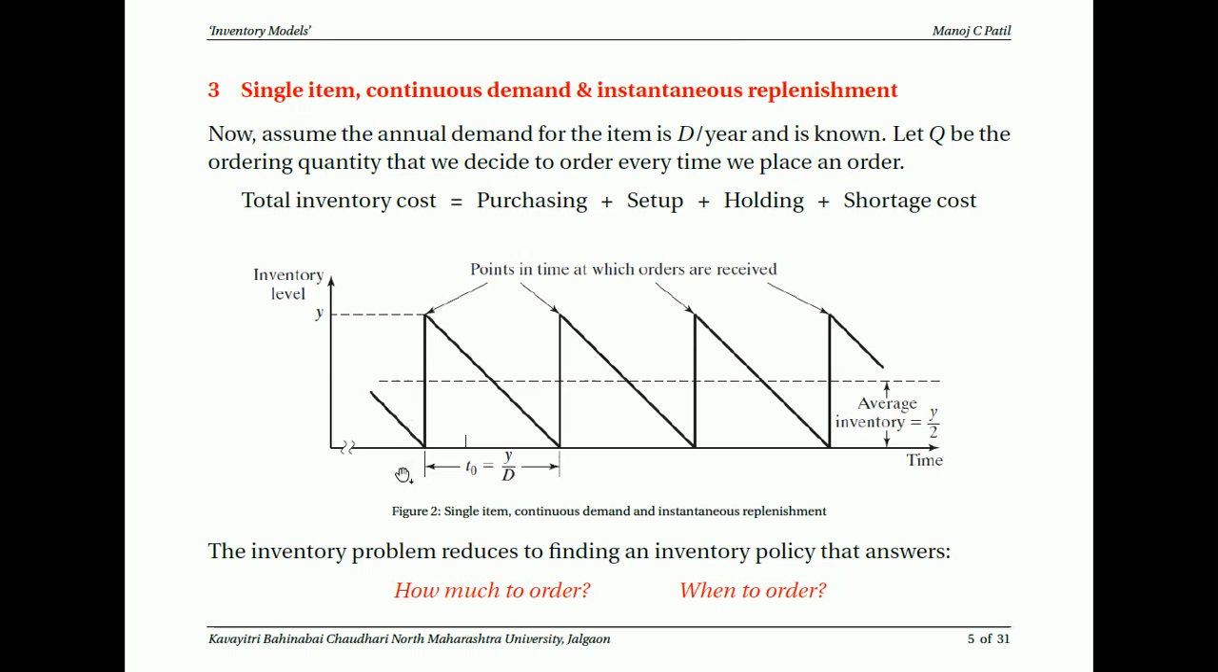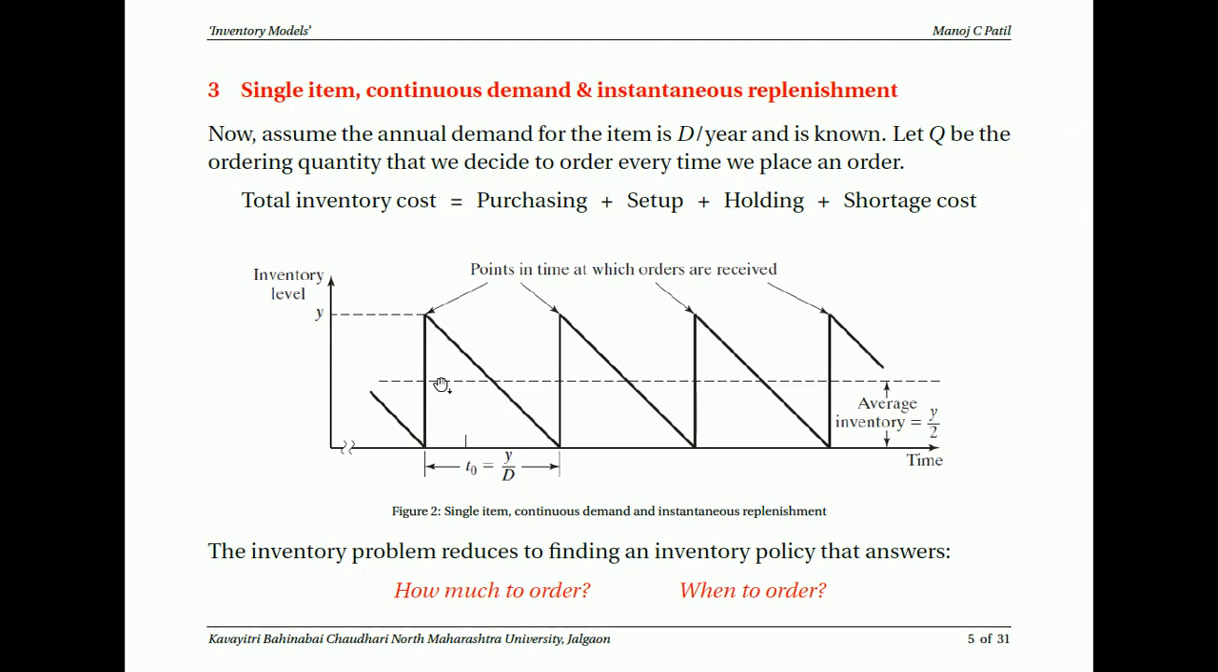Now what happens for that? This period T naught is called the ordering cycle. At this time point he has inventory level Y, and at this point he has inventory level 0. The average of both is (Y plus 0) divided by 2, so Y by 2. So on average he has to hold Y by 2 inventory. Total inventory cost per unit time, we have to calculate it and minimize it.